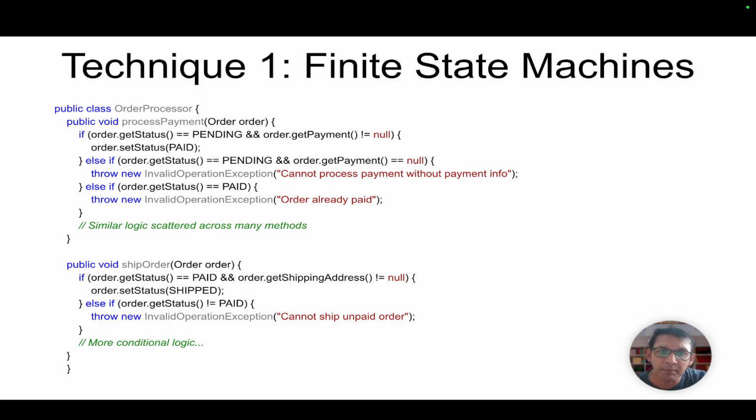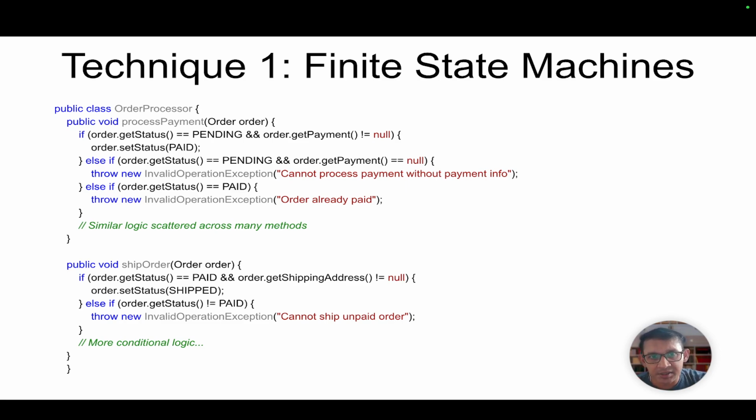In process payment, we check if the order status is pending and payment is not null, then we can set it to paid. But if it's pending and the payment is null, we throw an exception. If it's already paid, we throw a different exception. In ship order, if the status is paid and there's a shipping address, we can set it to shipped. If it's not paid, we can't ship it.